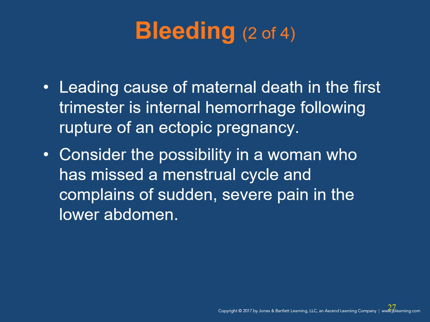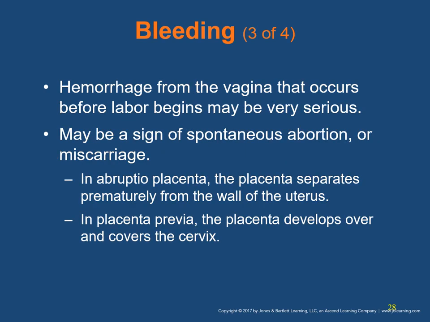Consider the possibility of an ectopic pregnancy in a woman who has missed a menstrual cycle and complains of sudden, severe, usually unilateral pain in the lower abdomen. Hemorrhage from the vagina that occurs before labor begins may be very serious. Call for ALS backup. In early pregnancy, it may be a sign of a spontaneous abortion or miscarriage.